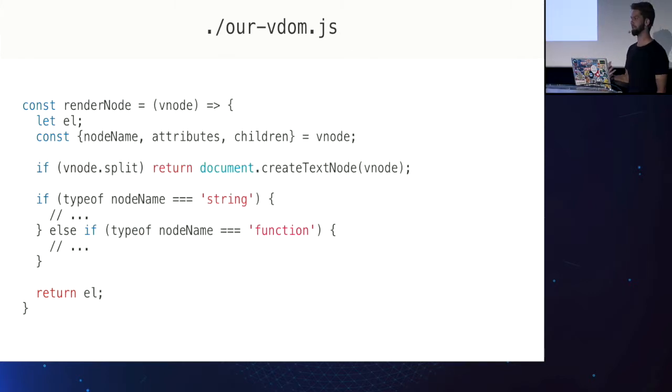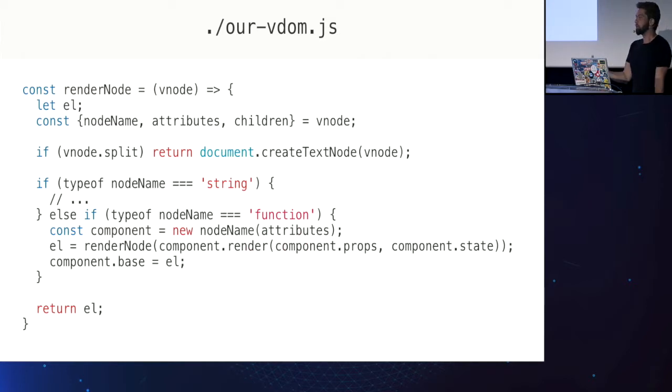So if the node name is of type function, I know that this is a class component. So what do we have to do then? Well, node name now is a class, so I have to initialize it, call new. And then I'm calling this newly initialized object with the render function, and then pipe, which returns virtual DOM. And I'm piping this into renderNode, which then results in DOM nodes. And I'm storing the result in component.base.